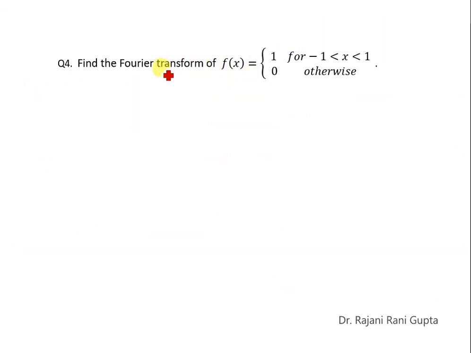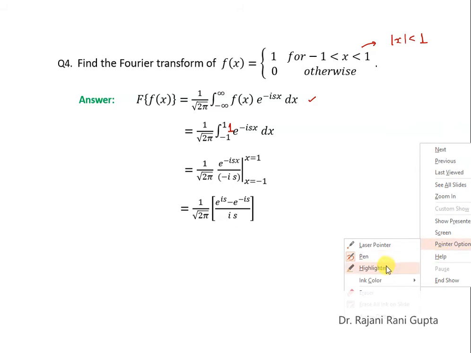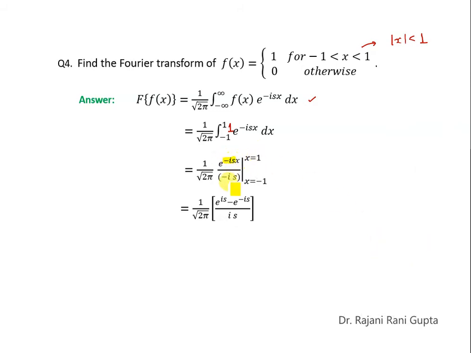Similarly, if we have to find the Fourier transform of the function f(x), which takes value 1 when x lies from minus 1 to 1 and is 0 otherwise, this condition can also be expressed as mod x less than 1. Again, using the same concept, first we write down the formula, and as the value from minus 1 to 1 is 1, we write 1 here. When we integrate, we divide only by minus iota s, because that is the coefficient of x. Then we replace x by 1 and then by minus 1 to get the final answer.